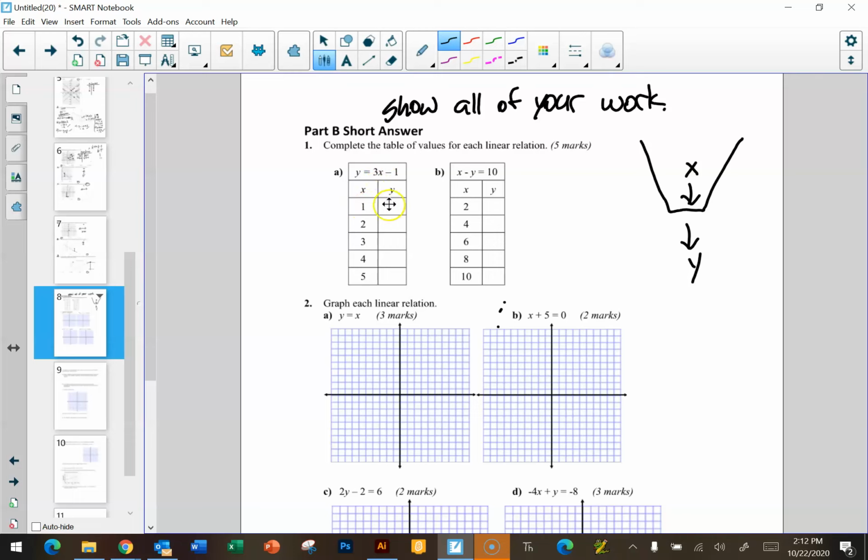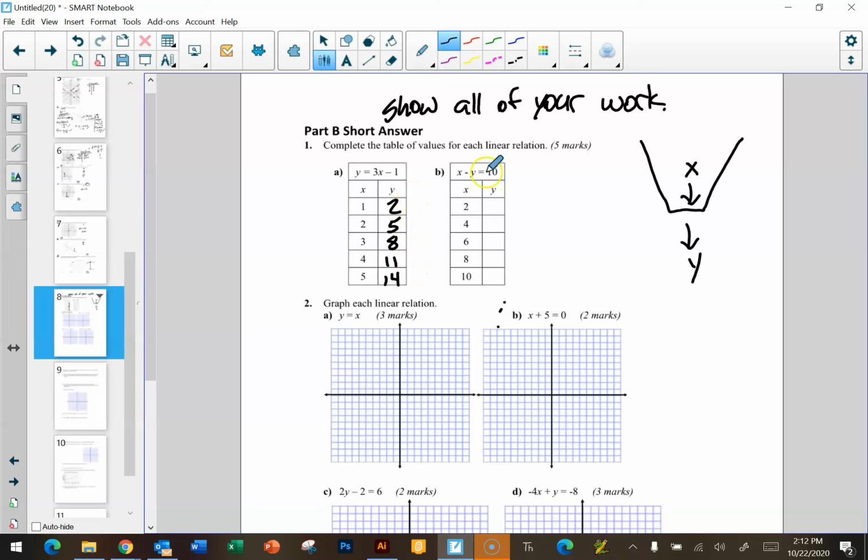So 3 times 1 is 3, minus 1 is 2. 3 times 2 is 6, minus 1 is 5. 3 times 3 is 9, minus 1 is 8. And you don't even need to do the math, right? This is plus 3, plus 3. Well, this is going to be plus 3, and this is going to be plus 3 as well. You only have to do 2 or 3 of them and then just follow the pattern. If they're linear, then there has to be a consistent pattern of increases or decreases over here.